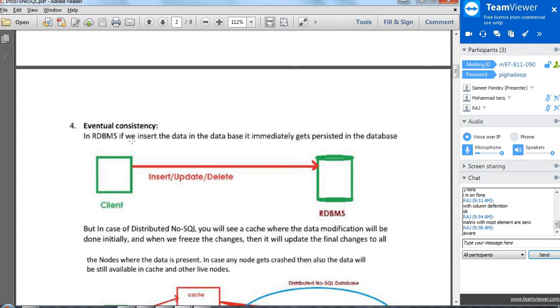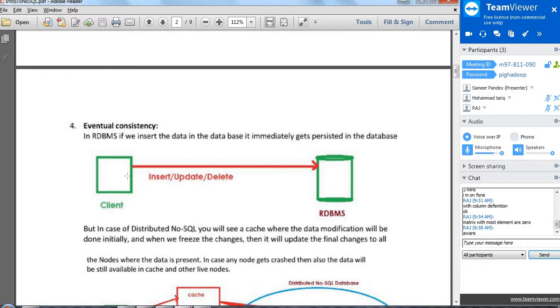In RDBMS, if we insert the data in the database, it immediately gets persisted in the database. Suppose you are using Oracle, so this client is your SQL Developer UI, and this RDBMS is the storage where your data and everything is getting stored. The moment you perform insert, update and delete operations, it will immediately make changes in the RDBMS.